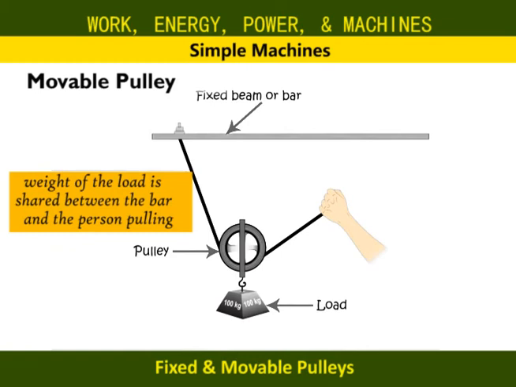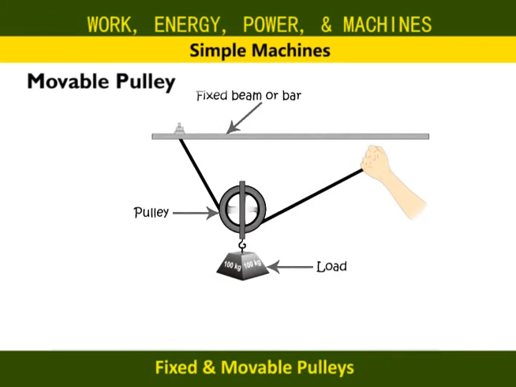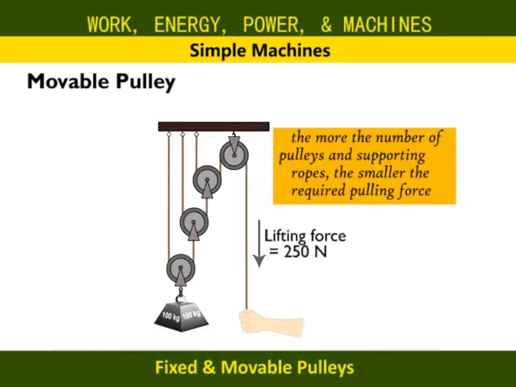It is a pulley that moves along with the load. The load moves in the direction of the applied force, and it takes less force to lift or move the object. And the more the number of pulleys and supporting ropes, the smaller the force that is required. So a movable pulley multiplies the force.